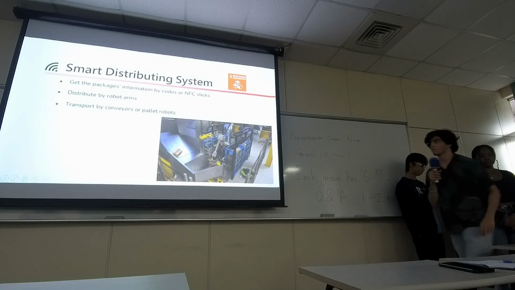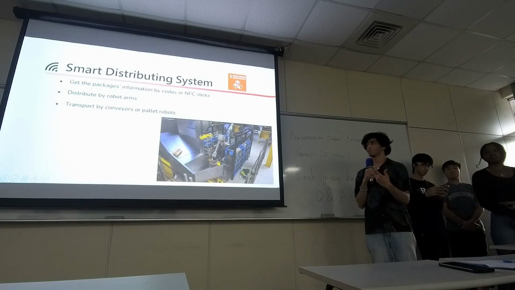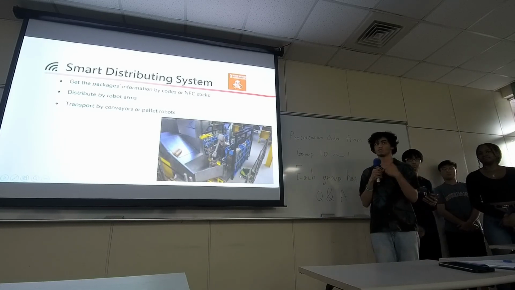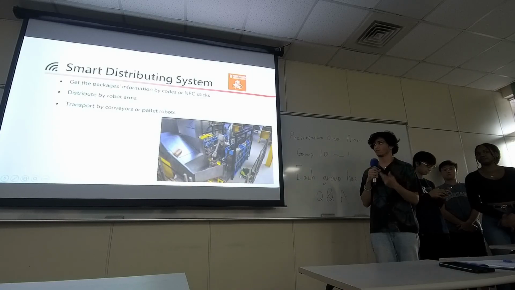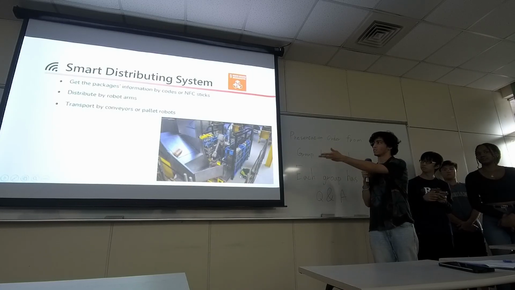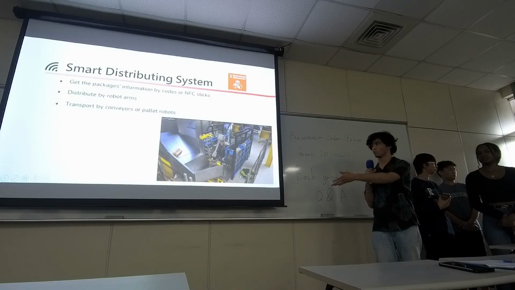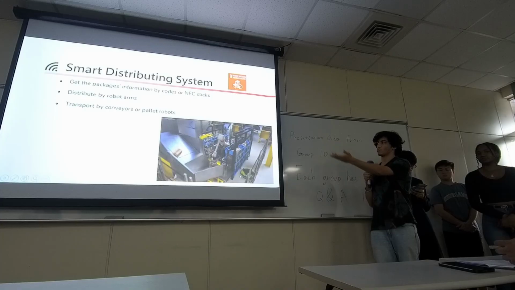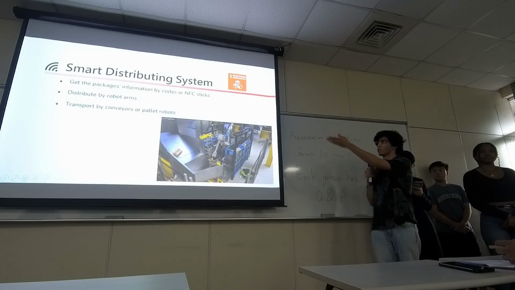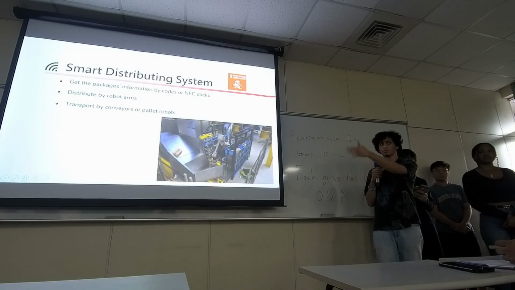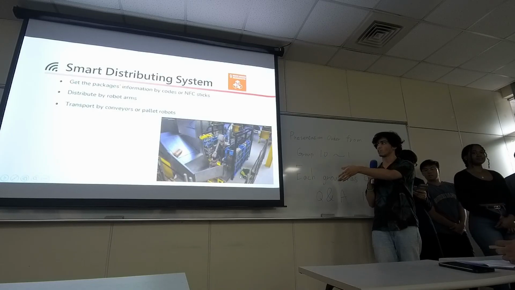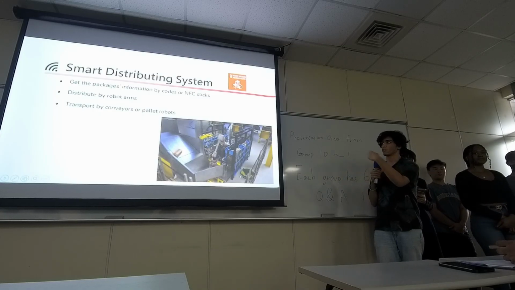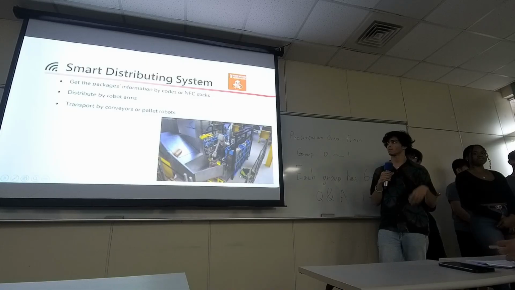Okay, to keep it brief, what we want to do with this entire thing is simply make it more efficient. One of the proposals is the smart distribution system, in which we want to automate the entire process of the delivery. How do we do this? Get the package information by codes or NFC stickers, then all of this will be distributed by robot arms, and then transported by conveyors or pallet robots.